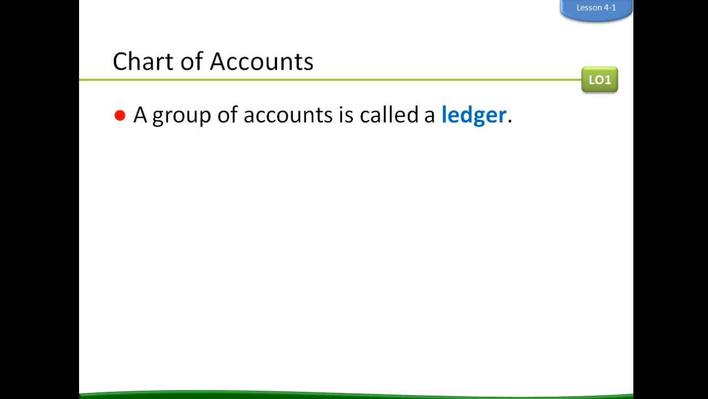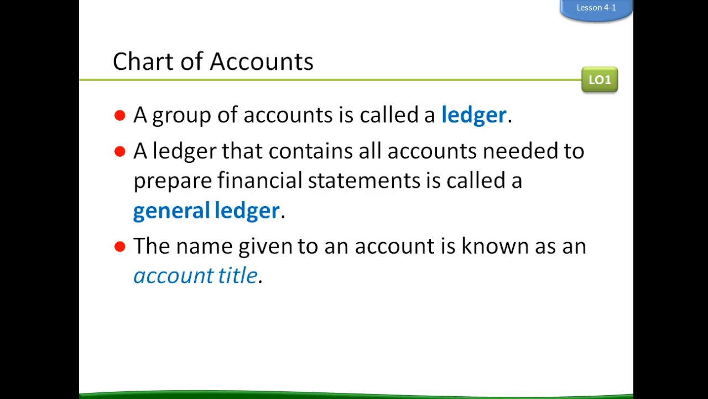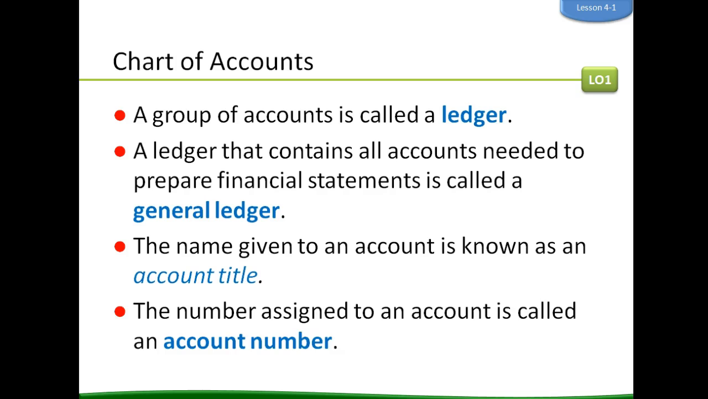So a group of accounts is called a ledger. And a ledger that contains all of the accounts that are needed to prepare the financial statements is called the general ledger. So all of those accounts are in our general ledger. The name that's given to each account is known as the account title. And then the number we assign to the account is obviously the account number. So cash would be the account title, and 110 would be the account number associated with that cash account.